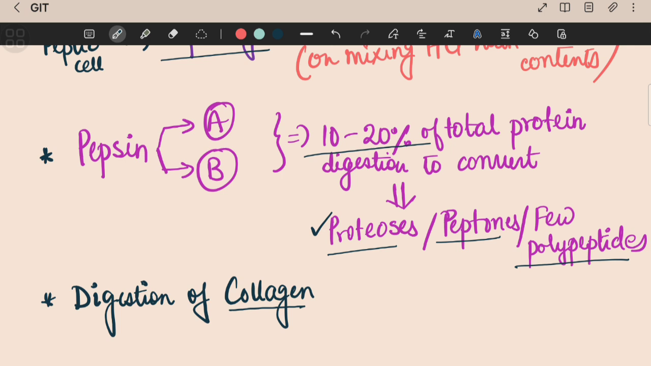But what is the amount? That is only about 10 to 20% of the total proteins taken. Now you know that there is something called collagen. Collagen is very important. It acts as the animal cement. It is the constituent of the intercellular connective tissue present in meats or whatever protein sources we are consuming. They have a high amount of collagen. So this collagen is also digested. There are enzymes for digesting collagen, like collagenases.